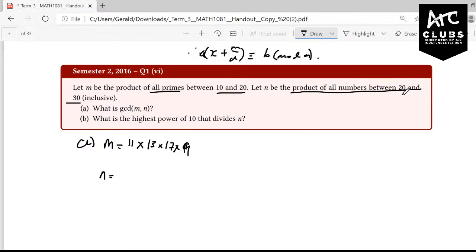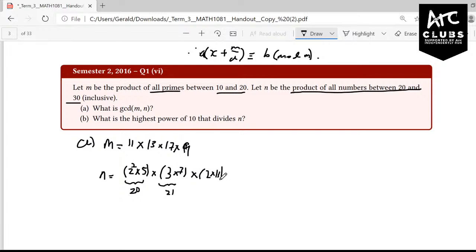So the prime factorization for 20, well, 20 can be decomposed down to 2 times 10, but 10 can be decomposed down to 5 times 2. So 2 squared times 5. That will give you 20. All right. What about 21? Well, 21 is just 3 times 7. And 3 and 7 are prime numbers, so we're all good. What about 22? Well, 22 is just 2 times 11.